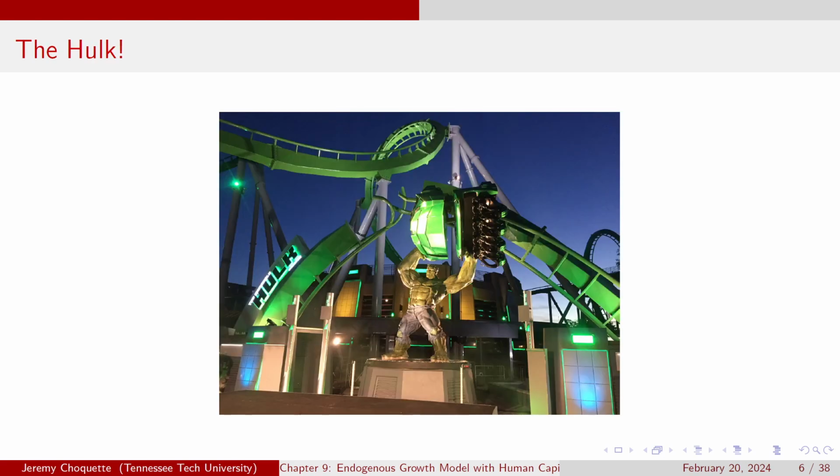Or for the Incredible Hulk, I got the steel roller coaster and it goes upside down, and well, you're sitting on top of the track instead of underneath the track. But it's got this cool launch thing at the end of the lift hill.